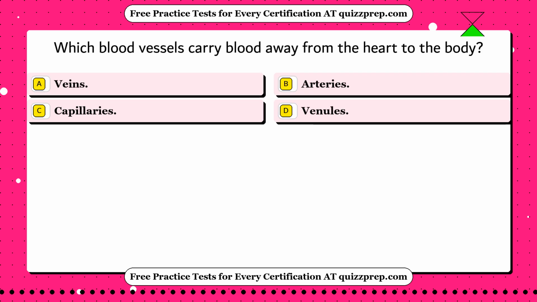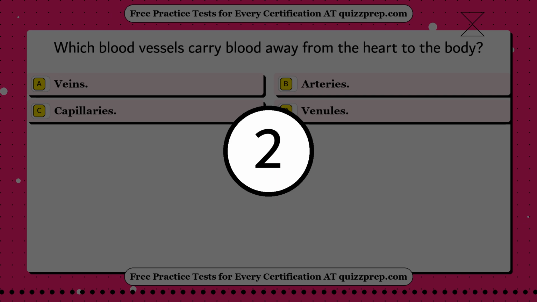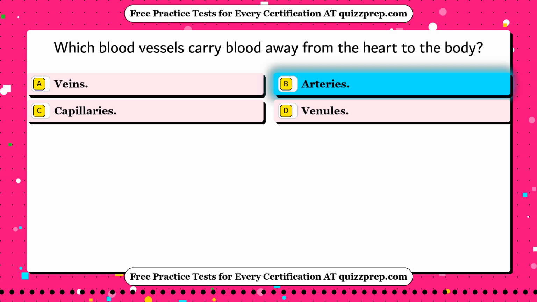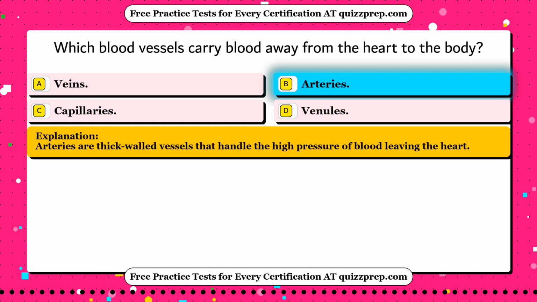Question 106. Which blood vessels carry blood away from the heart to the body? Option A, veins. Option B, arteries. Option C, capillaries. Option D, venules. The correct answer is option B, arteries. Arteries are thick-walled vessels that handle the high pressure of blood leaving the heart.